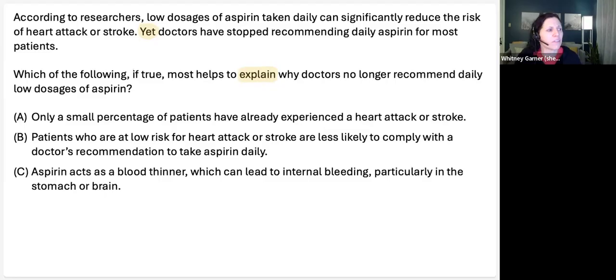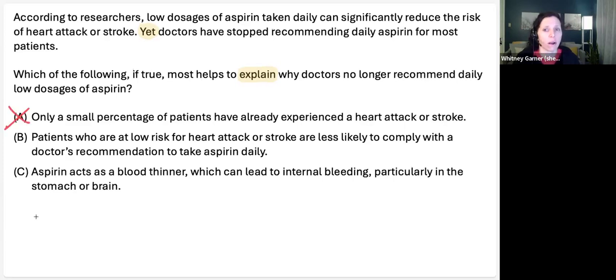So, what about the fact that only a small percentage of patients have already experienced a heart attack or stroke? That doesn't help me understand why I wouldn't want to prevent heart attacks and stroke from happening. If a low dose of daily aspirin significantly reduces heart attack or stroke, knowing that only a few people have already had one doesn't really help me understand why I would stop trying to prevent more of them. And so we'll take out answer choice A.